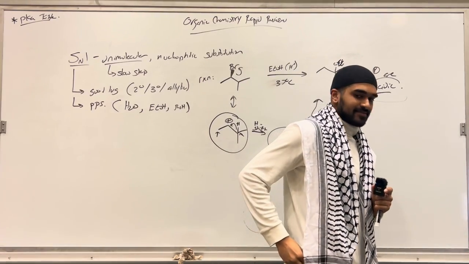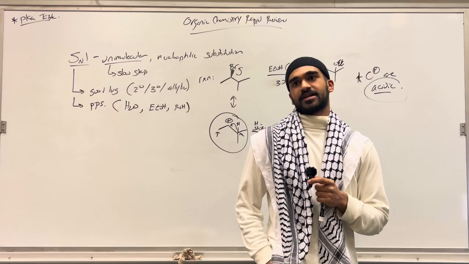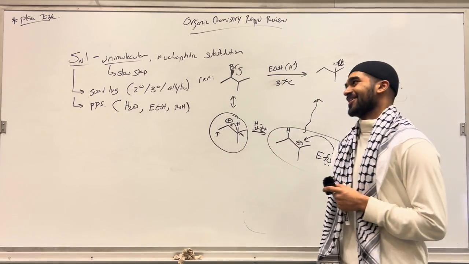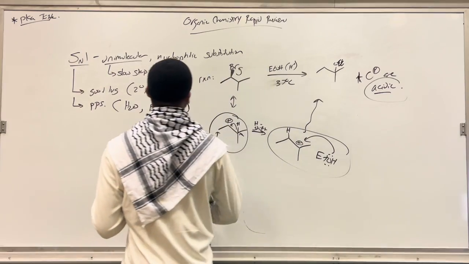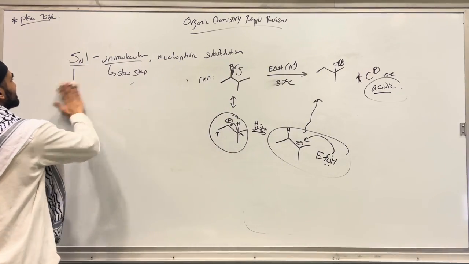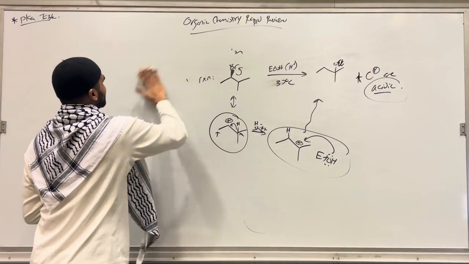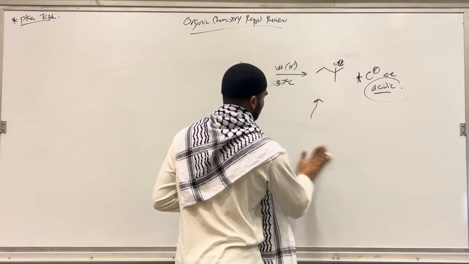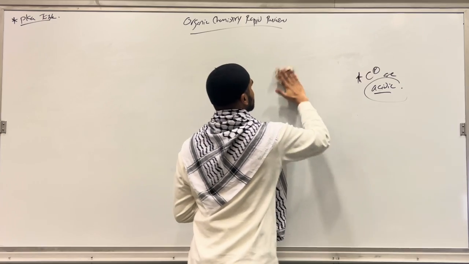All right. So naturally, after SN1, what comes next? E1. Let's do E1. E1, unimolecular elimination.